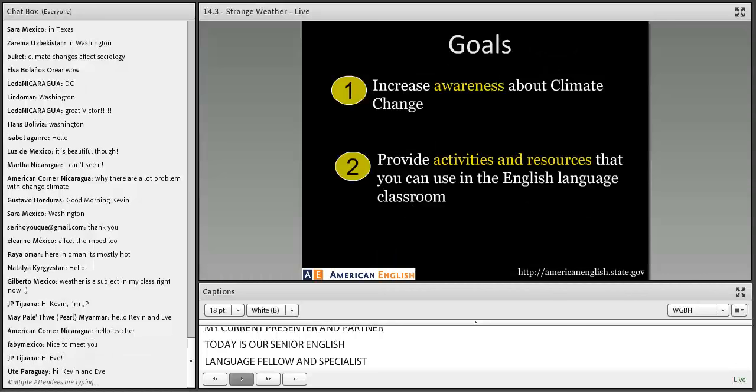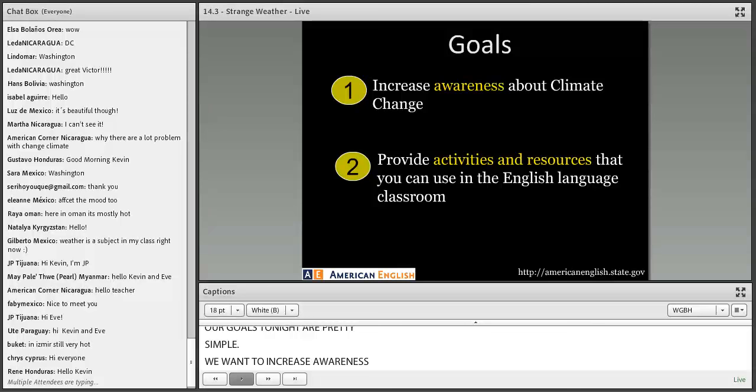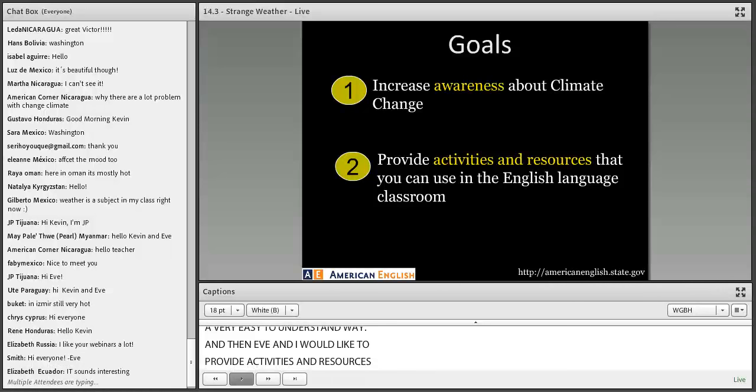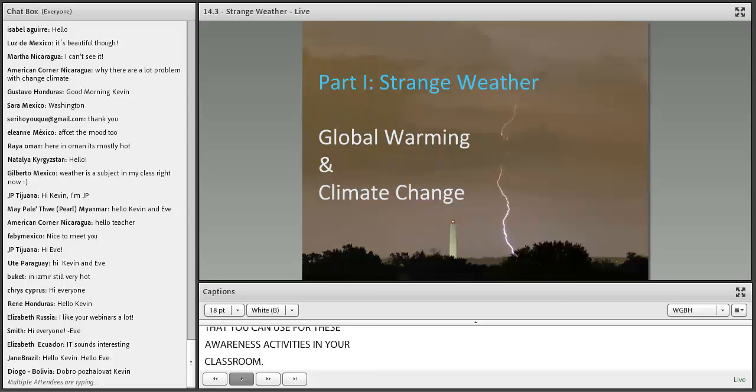Our goals tonight are pretty simple. We want to increase awareness about climate change in, I hope, a very easy to understand way. And then Eve and I would like to provide activities and resources that you can use for these awareness activities in your classroom. Many of the activities we will provide today are from American English at state.gov. So they're free for you.